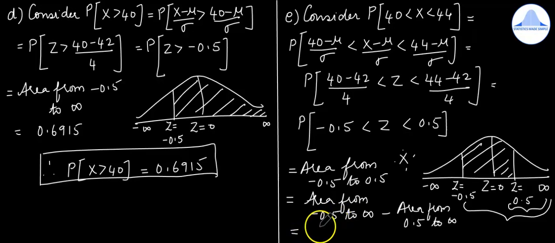So if you see the tables, the area from minus 0.5 to infinity is 0.6915, just like the previous subdivision. And then the area from 0.5 to infinity is 0.3085. So the final answer is 0.3830. So this is the final answer.